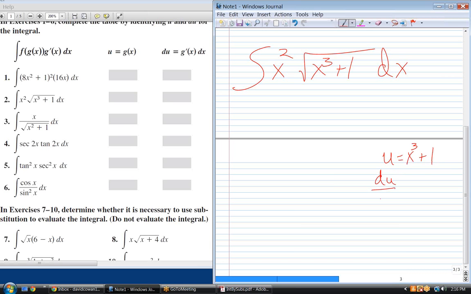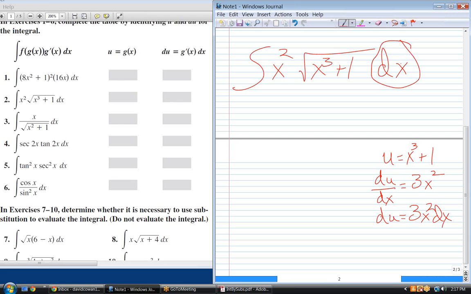What's du dx? Du dx is 3x squared. Which makes du equal 3x squared dx. We really need to solve for dx because we're going to have to substitute for that dx. So dx is equal to du divided by 3x squared. Now we're ready to write it as an integral of u.